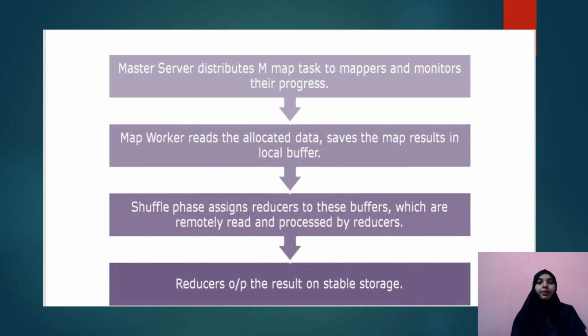Master server distributes map tasks to mappers and monitors their progress. Map worker reads the allocated data, saves the map results in the local buffer. Shuffle phase assigns reducers to these buffers, which are remotely read and processed by the reducers. Reducers output the result on the stable storage.